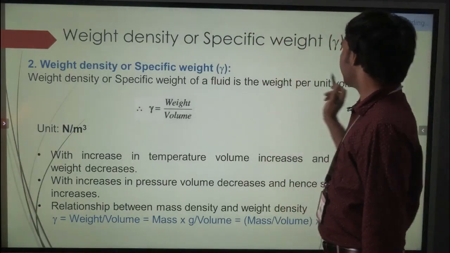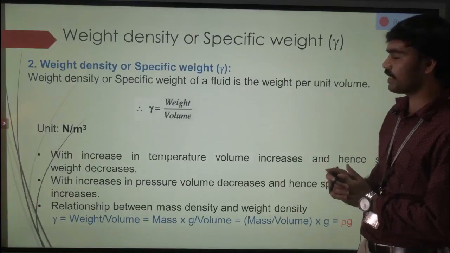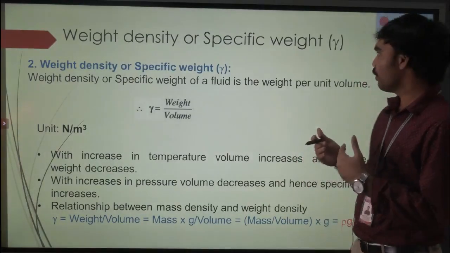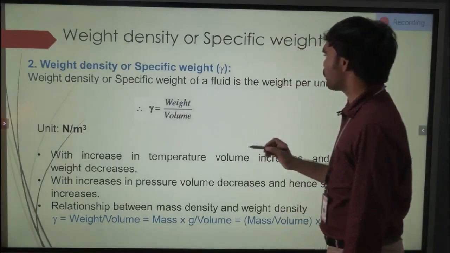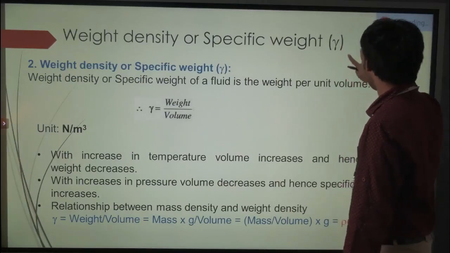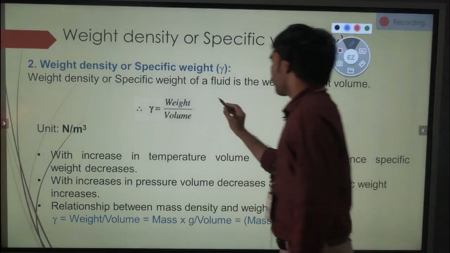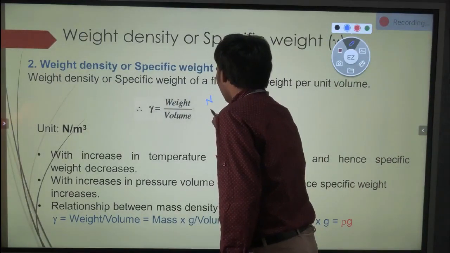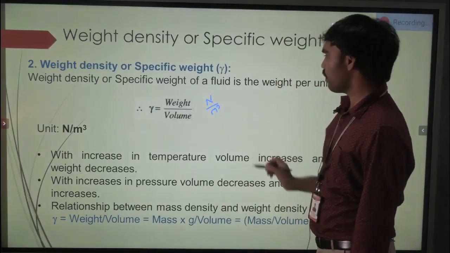Okay, weight density or specific weight. The second fluid property is weight density or specific weight. It is nothing but the weight of the fluid occupied per unit volume. How much weight the fluid occupies per unit volume, that is weight density. The units of weight is newton and volume is meter cube, so units are newton per meter cube.